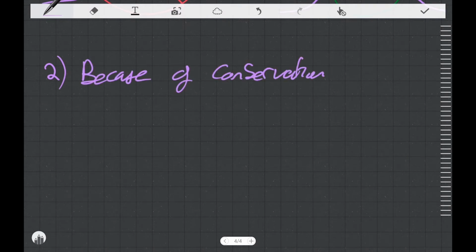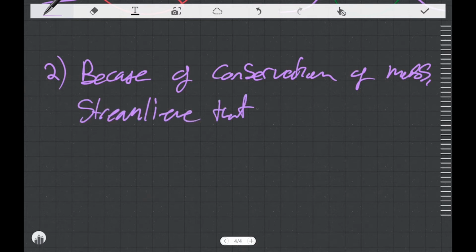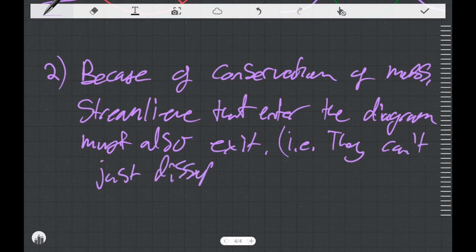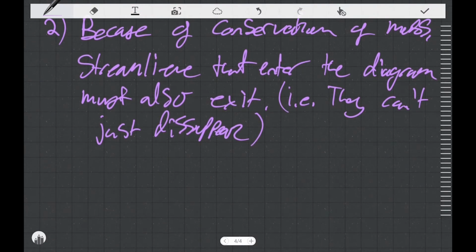The next rule that we need to learn has to do with conservation of mass. Remember that streamlines are representing the path of a particle, and that particle can't be destroyed. So if it enters a diagram, it has to exit the diagram as well. If the streamline comes in touch with an obstacle, it has to go around the obstacle. It can't just disappear.